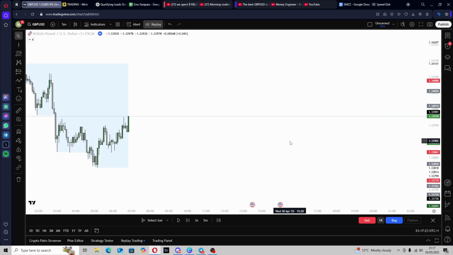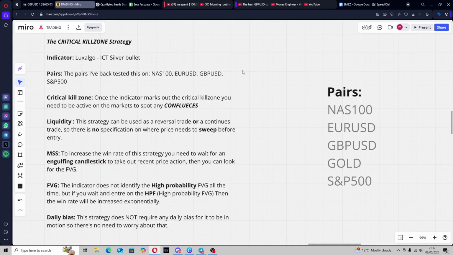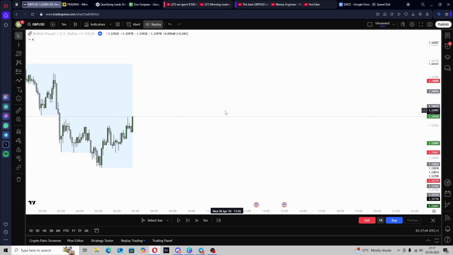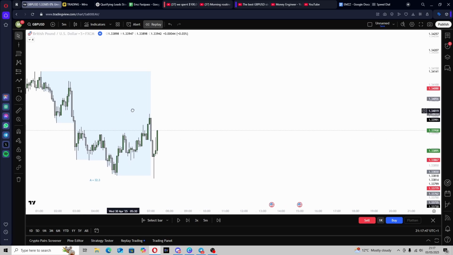Okay, and I'm going to be teaching you this and you're going to completely get this and pass your prop firm account. So what you're going to be doing first is working this on NAS 100, EUR/USD, GBP/USD, and S&P 500. Once the indicator marks out your critical kill zone, you need to be active on the markets to spot any confluences. So what we need to do now is play price forward until we wait for price to actually sweep one of these two areas.